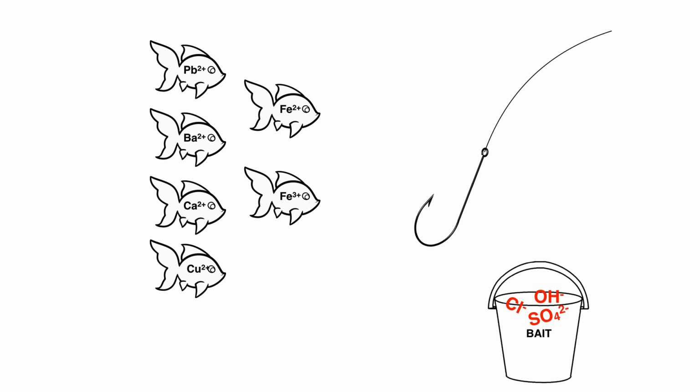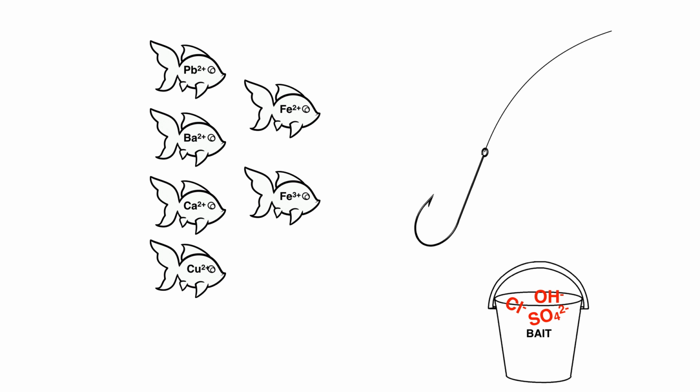So we need to say, well, how could I, as a fisherman, using 3 types of bait in the bucket, chloride anion, sulfate anion, or hydroxide anion, how could I strategically use these in the correct order to capture one or more of my cation fish and positively identify it? Well, let's have a think about it.